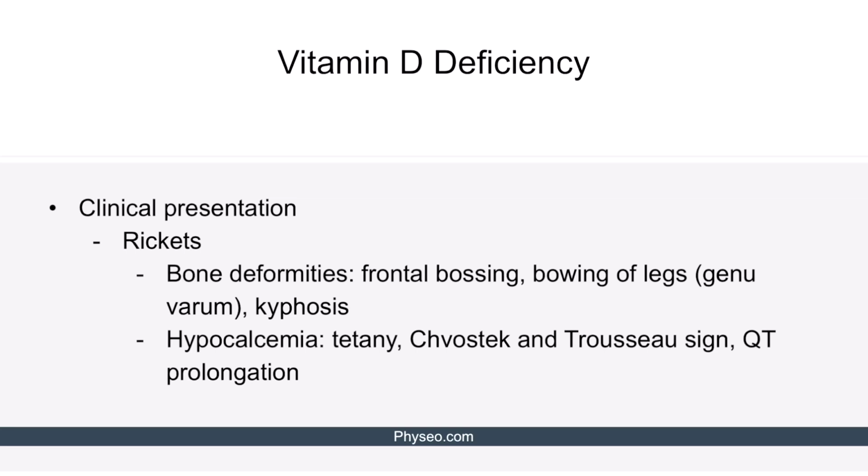So, rickets results from impaired mineralization that leads to accumulation of osteoid in the bone. Its clinical presentation is characterized by bone deformities. For example, frontal bossing, bowing of the legs, also known as genu varum, and kyphosis. Additionally, patients typically have hypocalcemia due to poor calcium absorption in the gut. Manifestations of hypocalcemia include tetany, positive Chvostek and Trousseau signs, and QT prolongation on ECG.